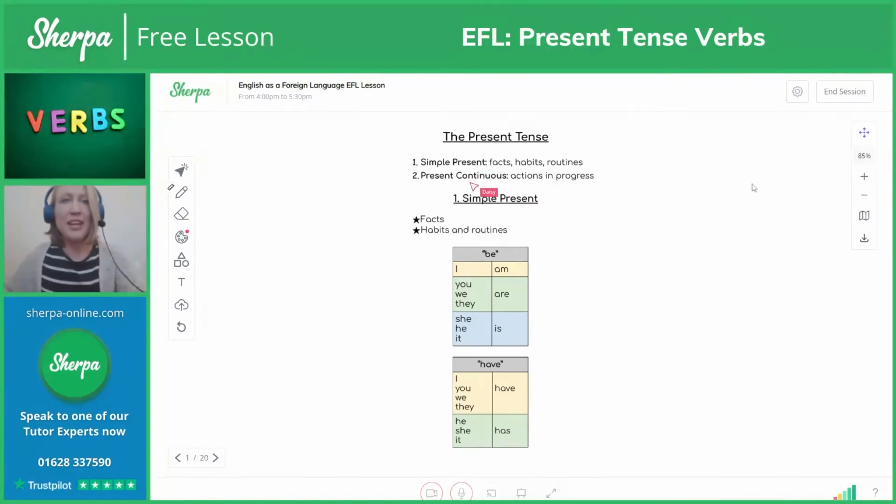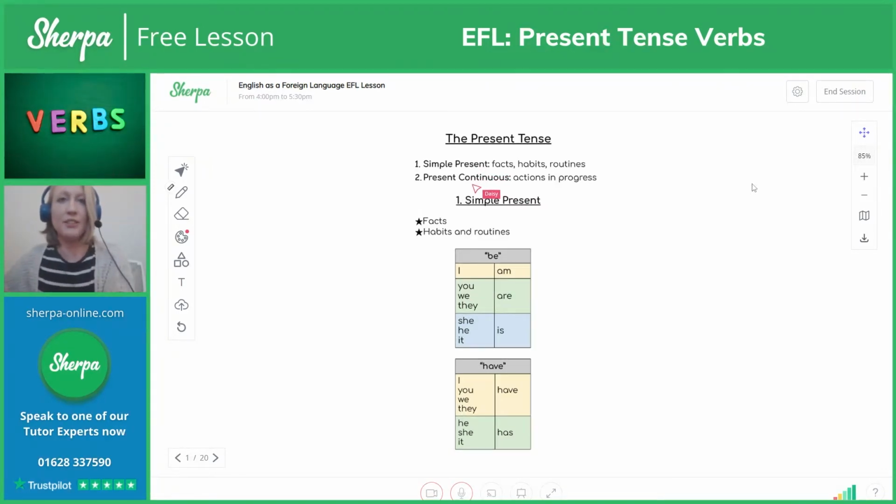My topic today is the present tense. English has, we could say there are more than two types of present tense, but the two we'll look at today are the simple present, and we use this to talk about facts, so things that are true, habits and routines, so things that we do regularly, things that we do often in our everyday lives.